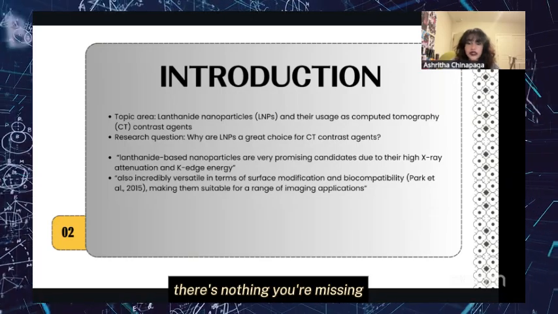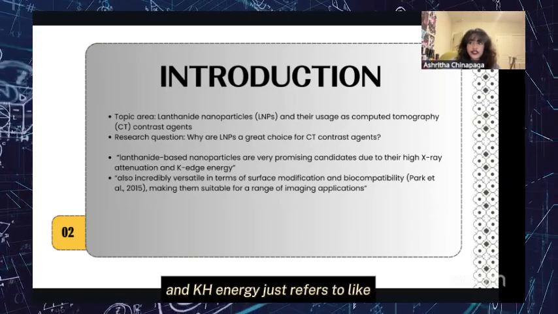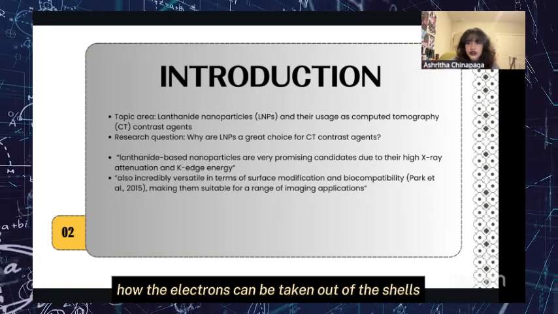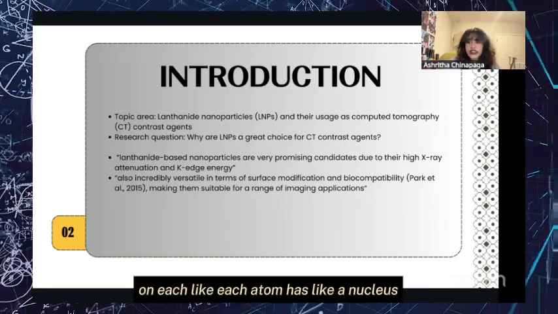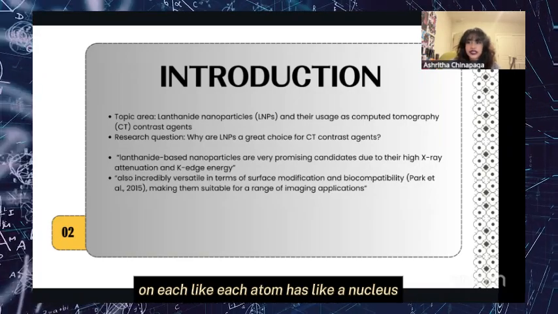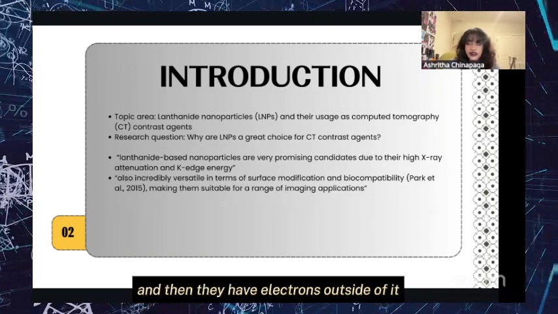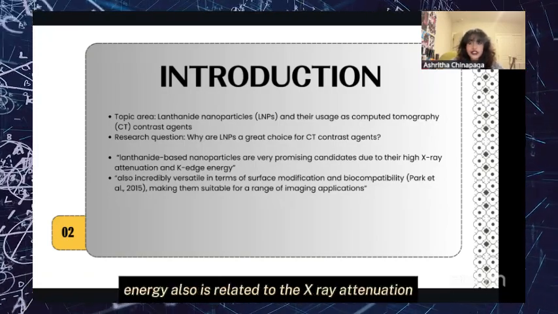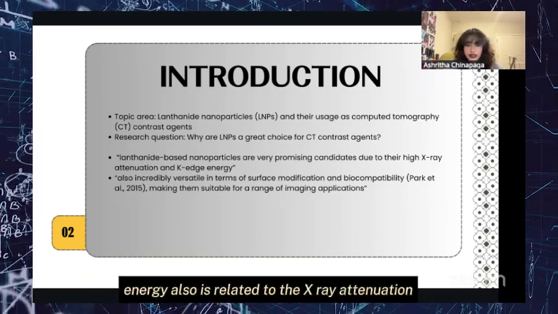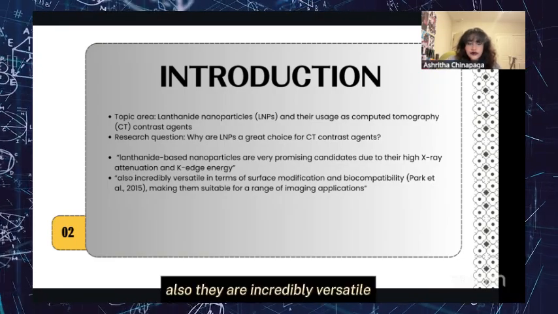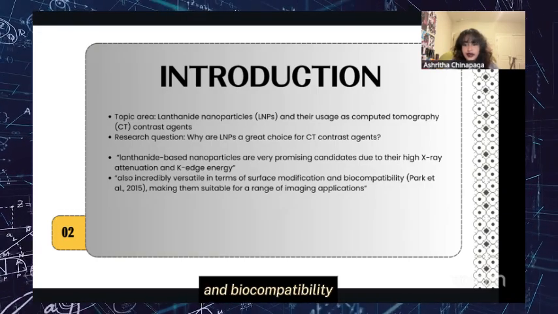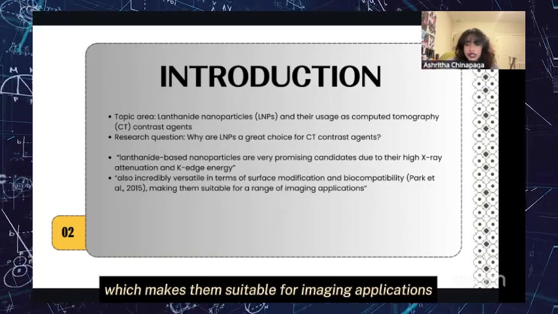There's nothing you're missing. And K-edge energy just refers to how the electrons can be taken out of the shells. Each atom has a nucleus, and then they have electrons outside of it. That's not really as important, but it's still important to note because the K-edge energy also is related to the X-ray attenuation. Also, they're incredibly versatile in terms of surface modification and biocompatibility, which makes them suitable for imaging applications.